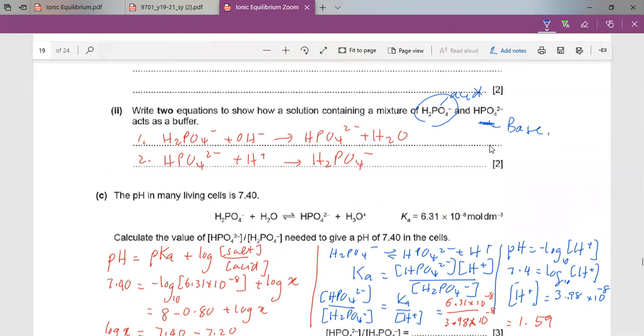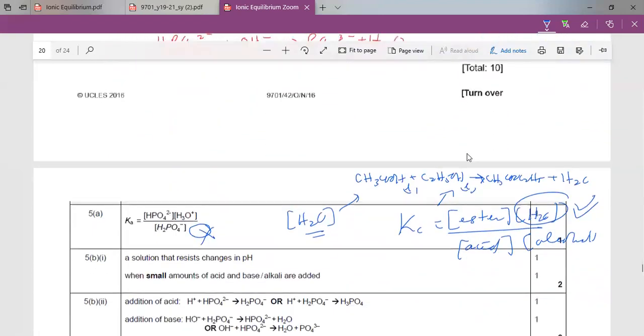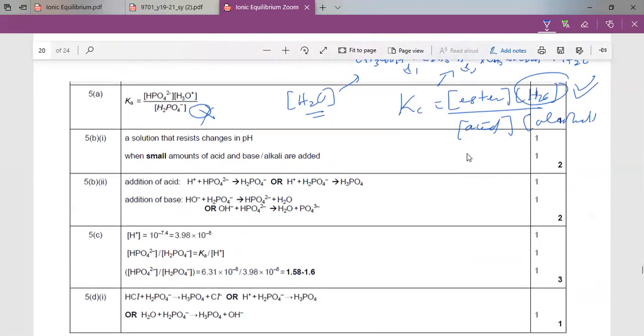So if an alkali is put in here, the acid will give off the H+ here. If it's acidic, this one will accept it and act as a base, because it is a proton acceptor. This acts as an acid, a proton donor. So you can see here, with acid, it will accept inside and give you some here.